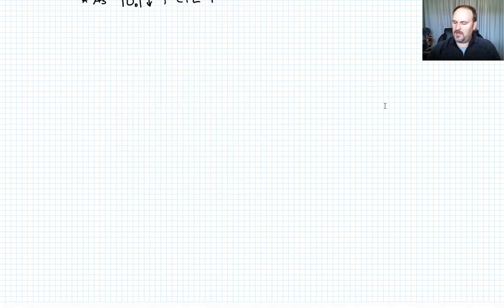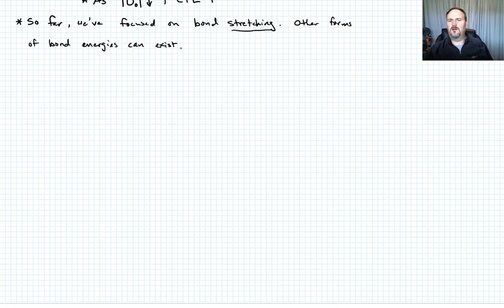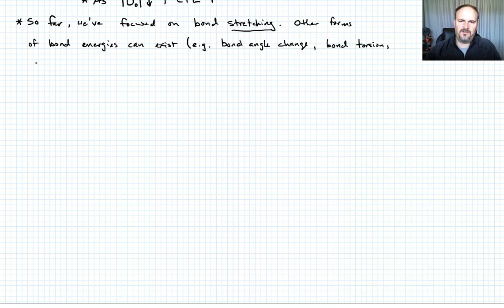Everything we've talked about so far has been all about bond stretching. So far, we've only talked about bond stretching. But other forms of bond potential energies can exist. For example, we could have a bond angle change, bond angle bending if you want. You could have bond torsion. You could have other long-range effects from bonding with far field atoms.